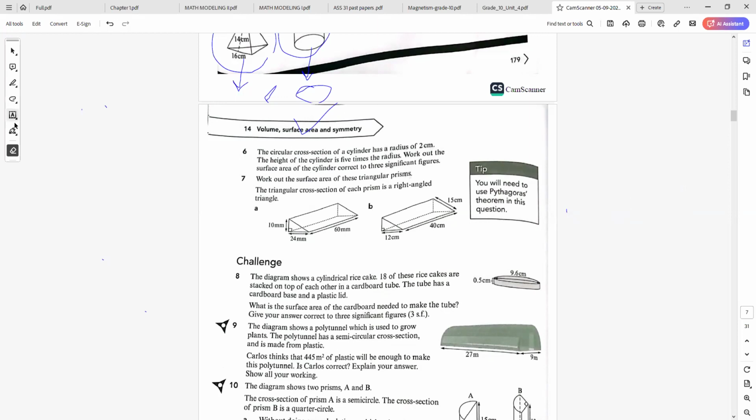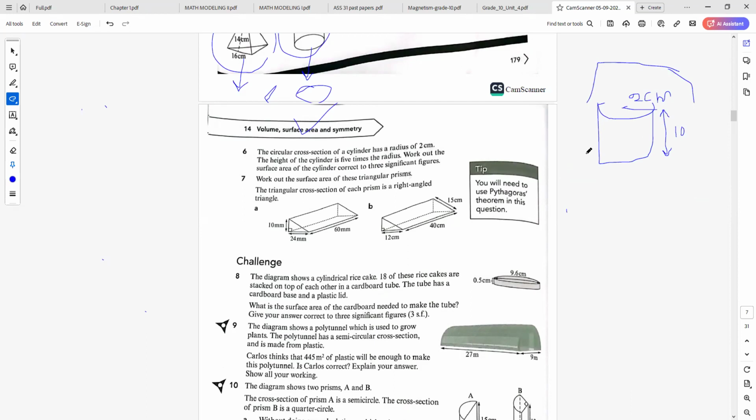Okay. Now we have to roughly sketch a cylinder and denote the information on the cylinder according to the question. A circular cross section of the cylinder has a radius of 2 centimeter. So this is 2 centimeter. This is 2 centimeter. And the height of the cylinder is 5 times the radius. So 5 times the radius means 10 centimeter. Okay, 10 centimeter. Then this is known, right?